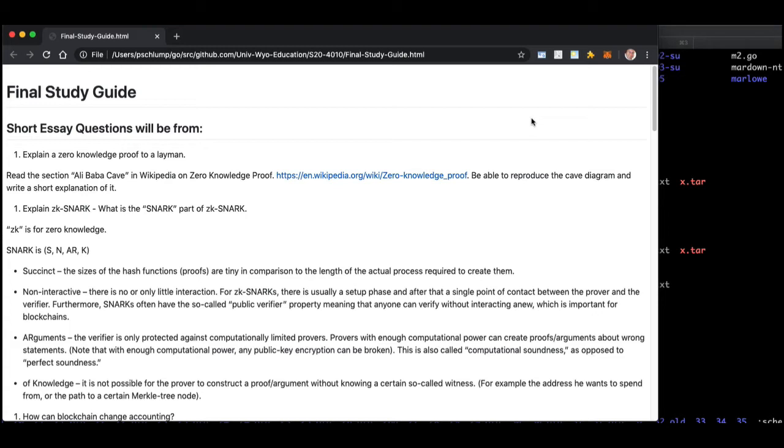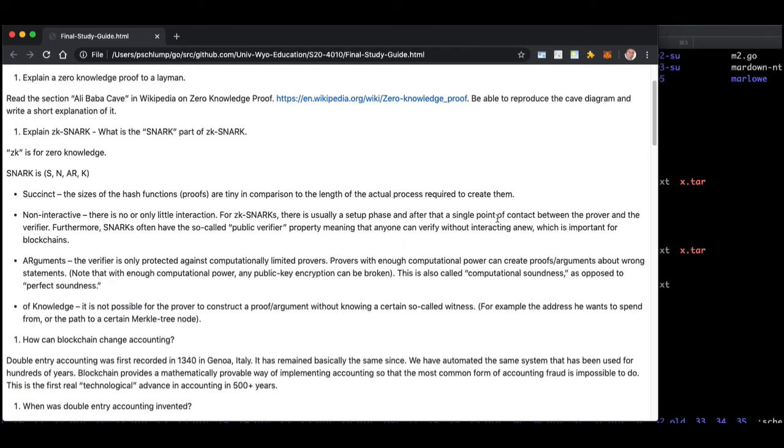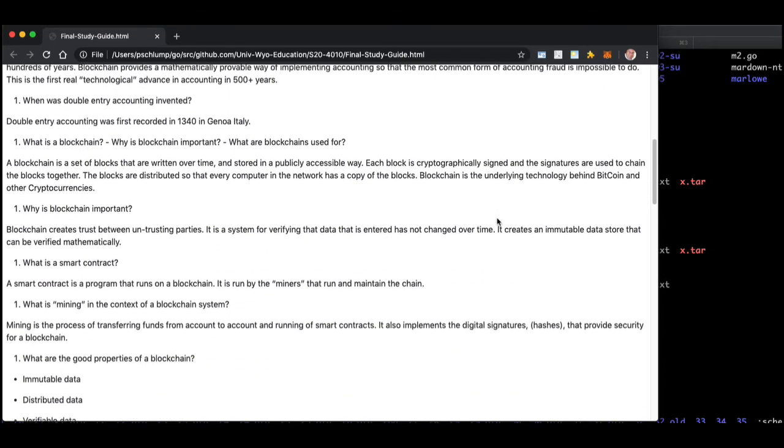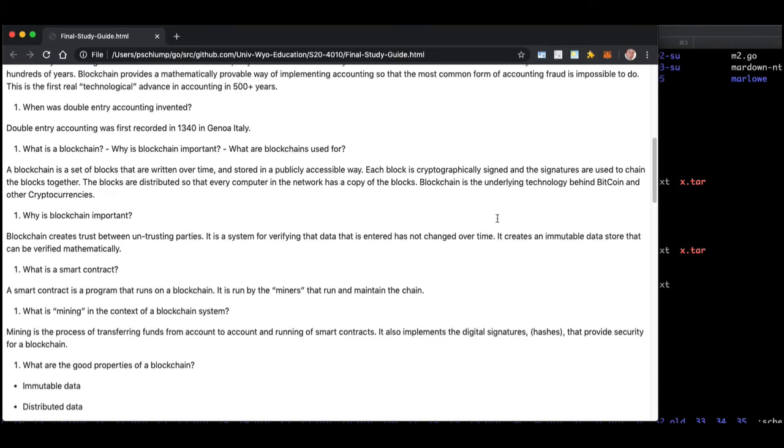Explain what the acronym ZK-SNARK is. And I actually listed it right here in the study guide, but it's also explained in the Wikipedia article as well. And be able to walk through what that is.